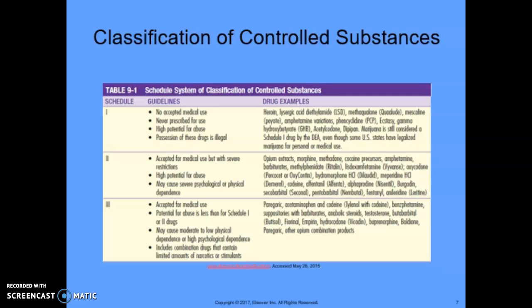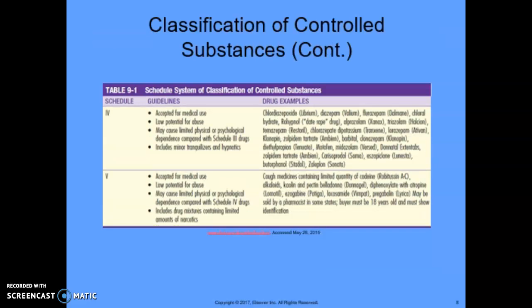Here in your book, you can find a list of the scheduled systems of classification of the controlled substances. The first part of this is found in table 9-1 in your book. And then continuing on, this is the second part with your schedule 4 and 5. Make sure you take a look at these in the book. You can go back and revisit any of your notes from pharmacology that you need to, just to familiarize yourself and test yourself and see if you remember.